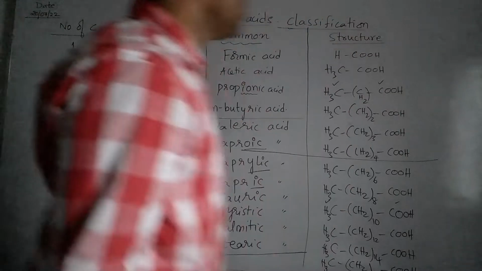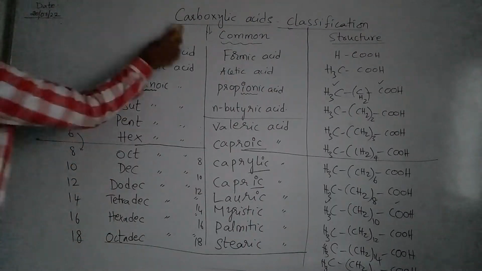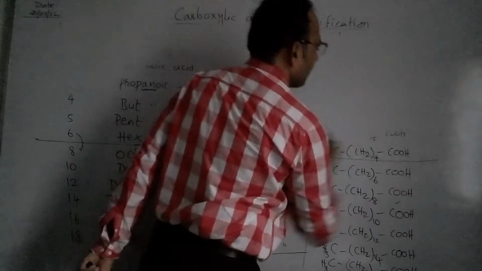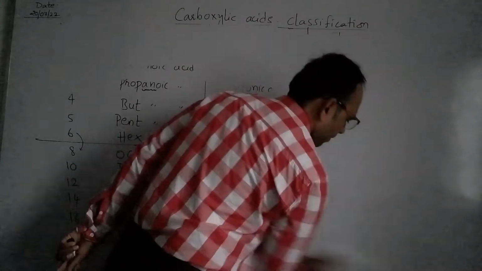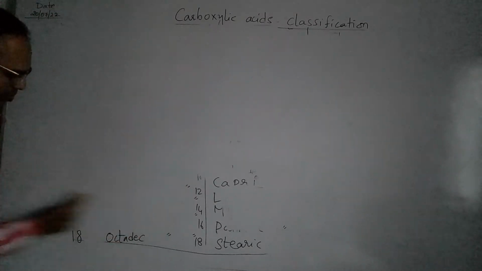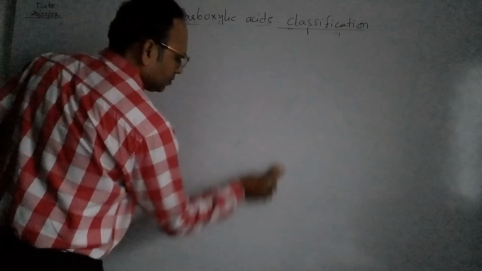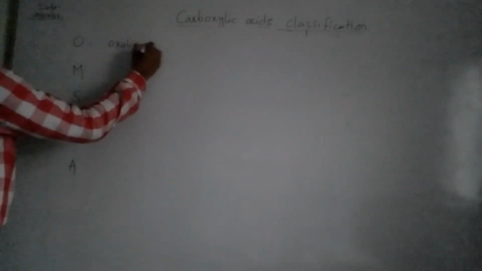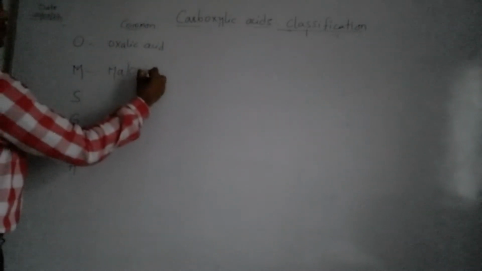Next, coming to dicarboxylic acids. So again, we can use a simple method to write dicarboxylic acids. Let me take a sentence using OMSGA. O stands for oxalic acid. So first we are writing common names. M, malonic acid.